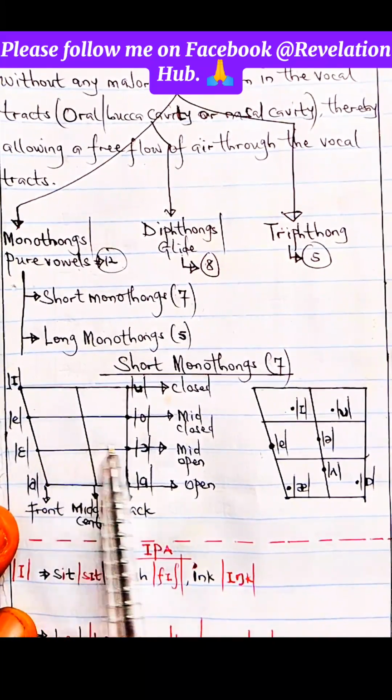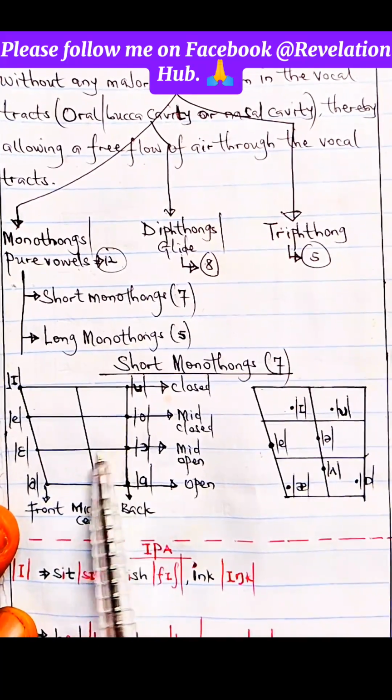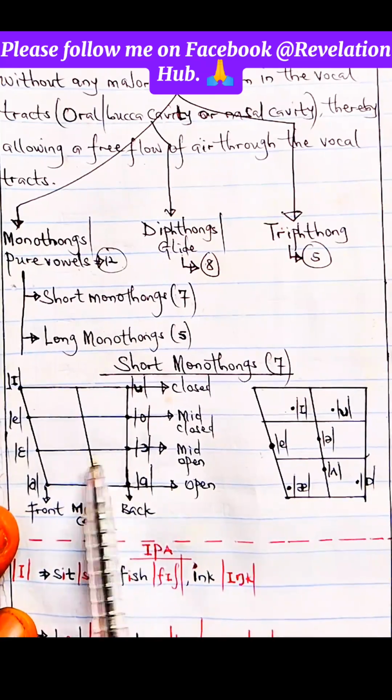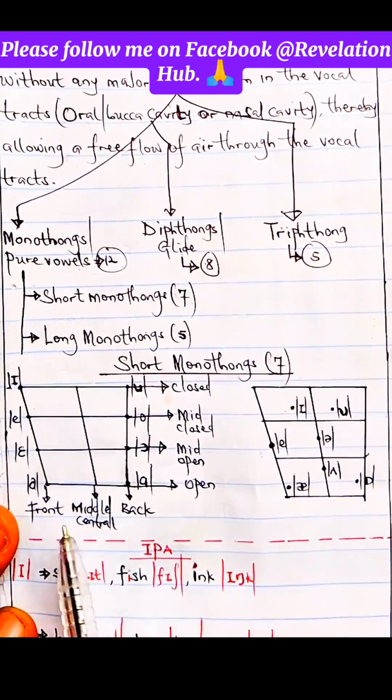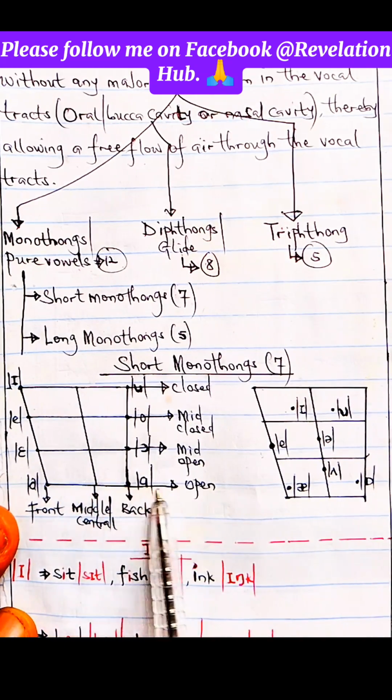So the next you have here is mid-open. When we pronounce them, our mouth is open a bit, not completely open. Now the last set of sounds we have is this one. When we pronounce these sounds, our mouth is completely open.